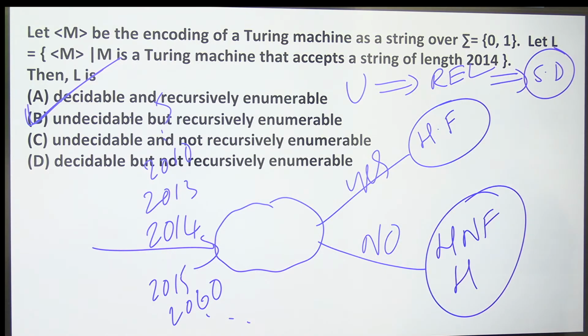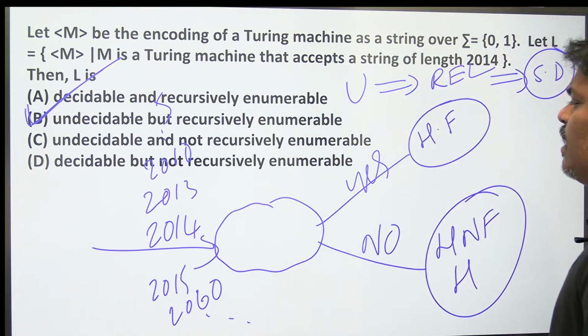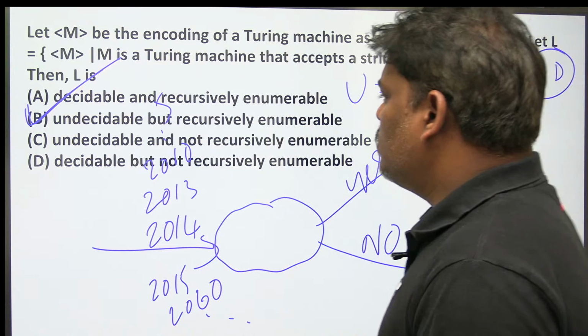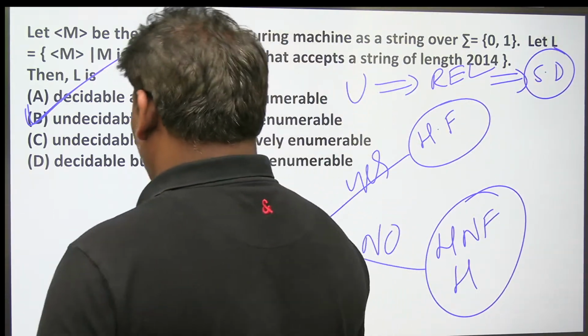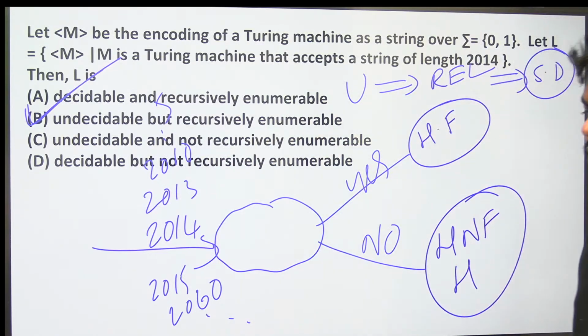Any number, that is also the same story. Please be careful. Valid things, halting final. Invalid things, anything can happen. So it is undecidable but recursive enumerable. Anyone having any doubt, please let me know. It is a very nice problem. It may come in the exam.